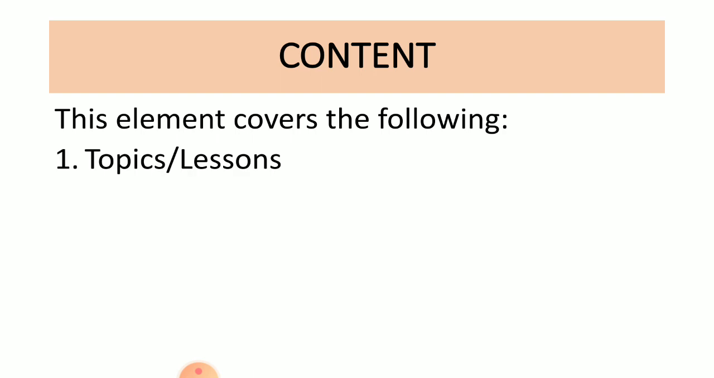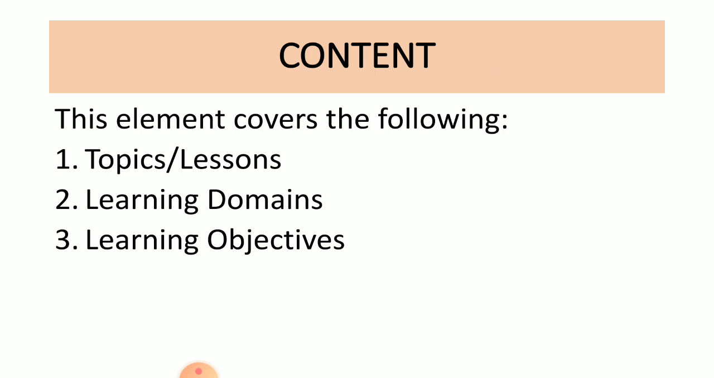We have the topics or lessons. So these are topics and subtopics covered in the teaching learning period. Next, the learning domains. So these are the developmental learning components in the child or learner. So we have the psychomotor, cognitive, and affective. And the learning objectives. So these are the learning outcomes that a teacher desires with the learners.